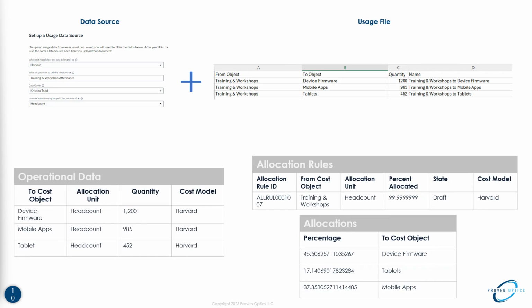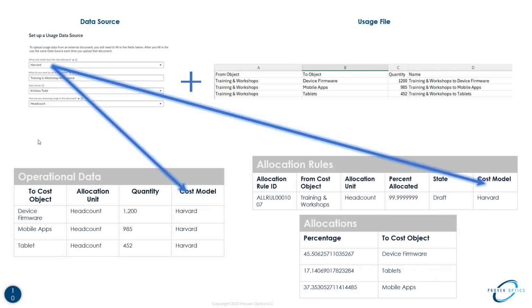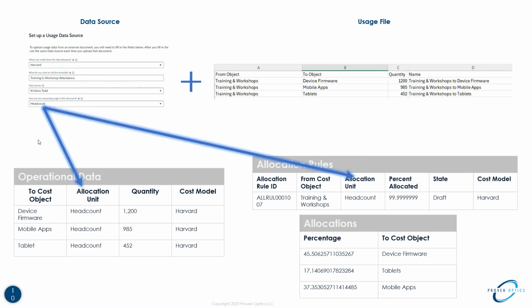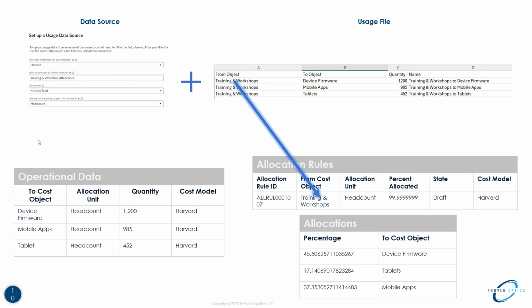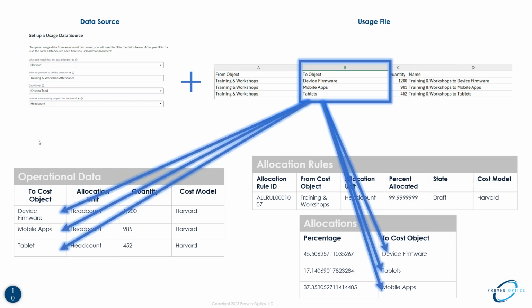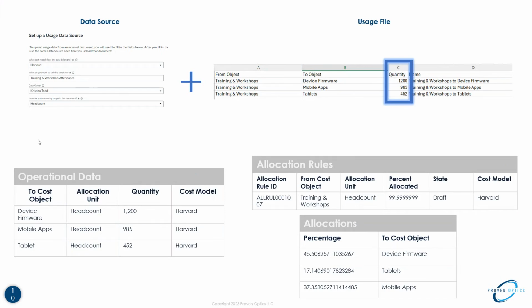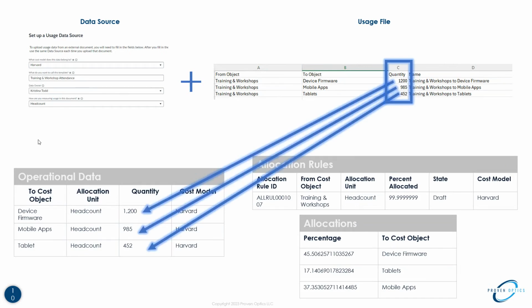provided. In this usage file example, the cost model you selected is the data source saved to the operational data and the allocation rule. The allocation unit you select is also saved to the operational data and the allocation rule. The from object is sent from your usage file and used to create the allocation rule. The to objects are saved to the operational data table and used to create allocations for the allocation rule. The quantities are also saved to the operational data table and used to create allocations for the allocation rule.